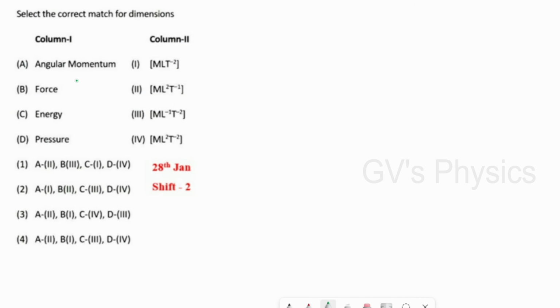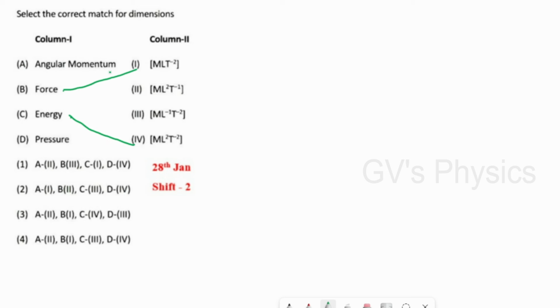Next question, we have to find the dimension formula for the following quantities. That is angular momentum, force, energy and pressure. Force and energy are basic quantities. For that, we have to know it directly. So for the force, M L T power minus 2, that is B matches with first one. And for energy, M L square T power minus 2. So C matches with 4.